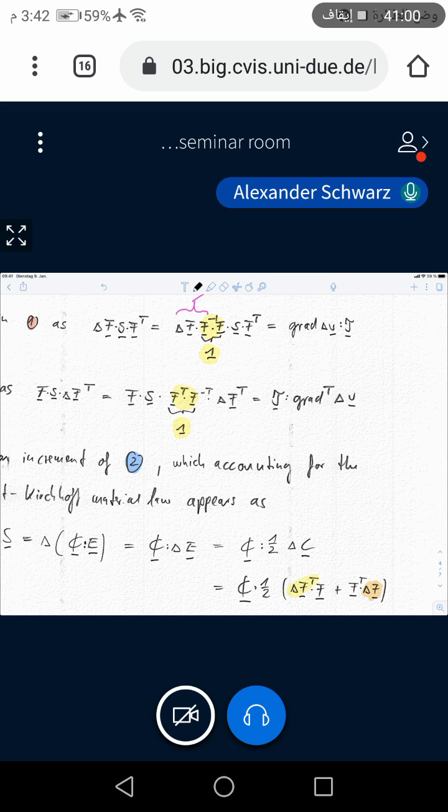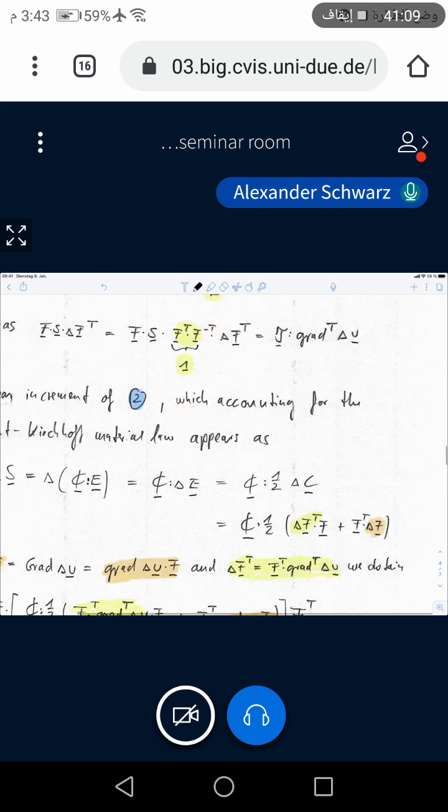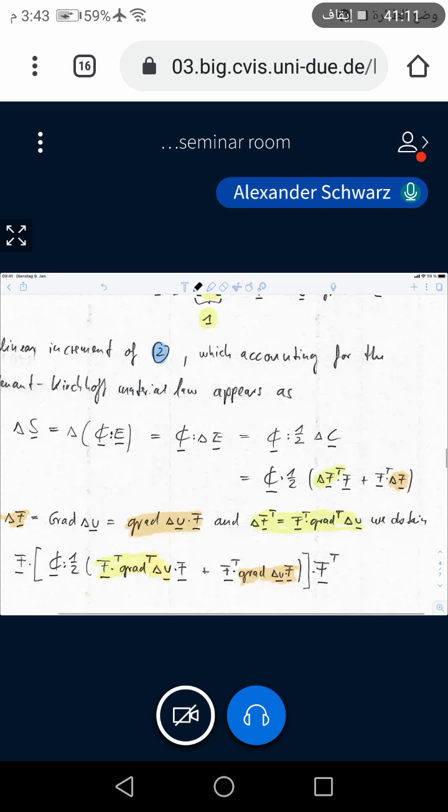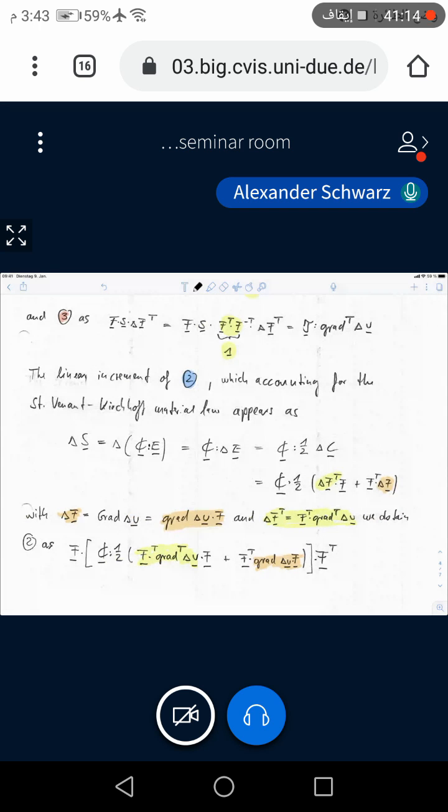And here we play the same as before. I have remarked this already, so this is not the yellow trick, this is something different, nothing to do with yellow. I insert here this, delta F is a small gradient of u with F, and the same holds for the transposed. So I have replaced here these terms, that term and that term, from these and these equations. So this is done until now on this page here. Okay.